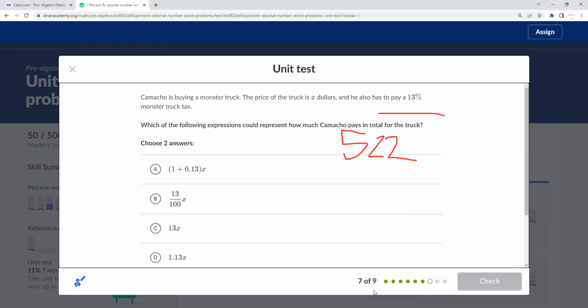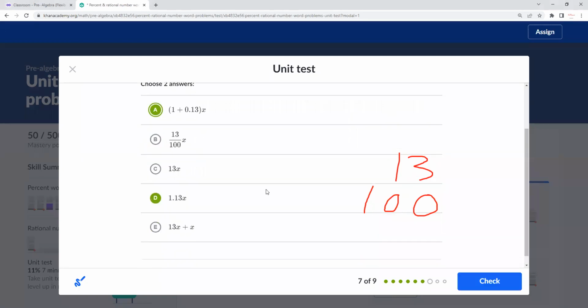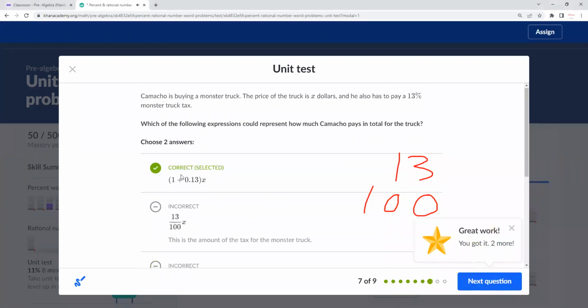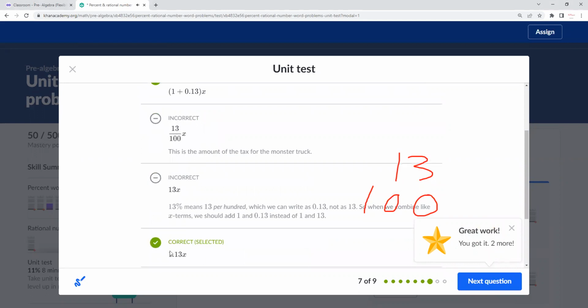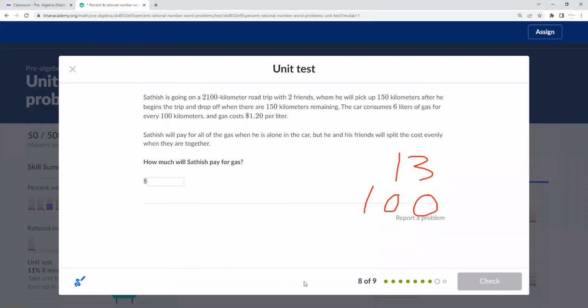Okay, Camacho's buying a monster truck. The price of the truck is X dollars, and he also has to pay 13% tax and 100% of what it is. So this would work and that would work. It needs to be 113X, and those ones will get you 113X. The other ones do not.